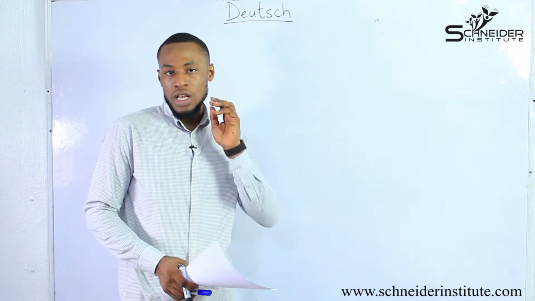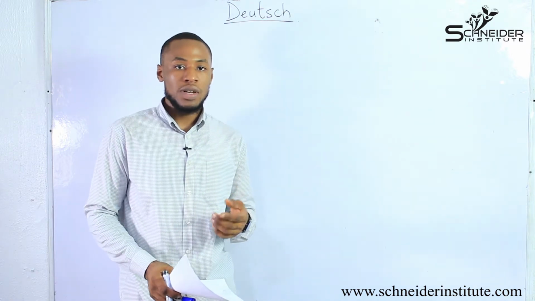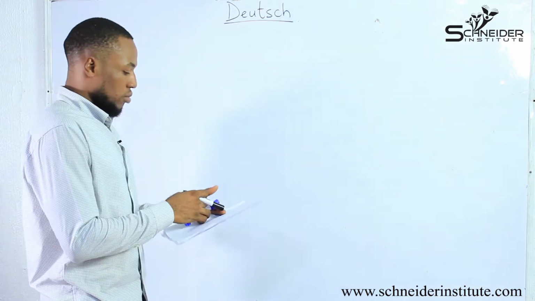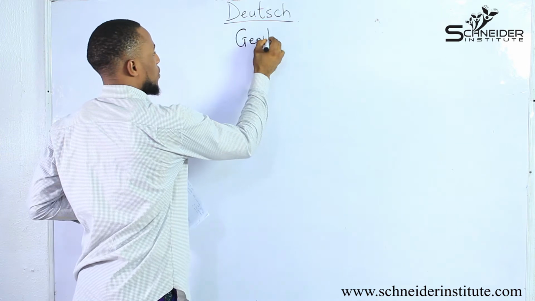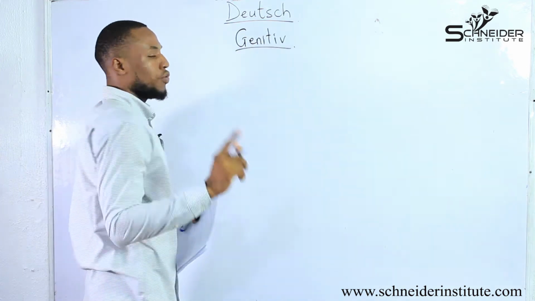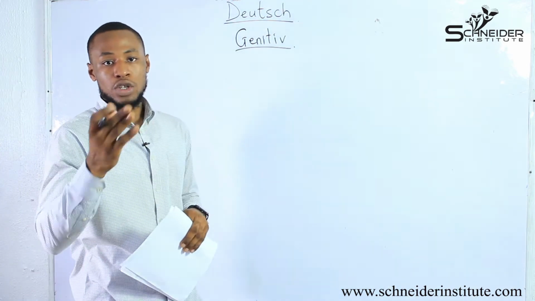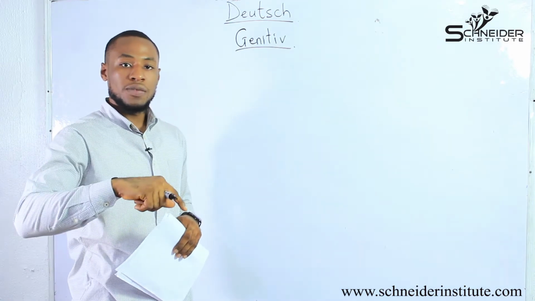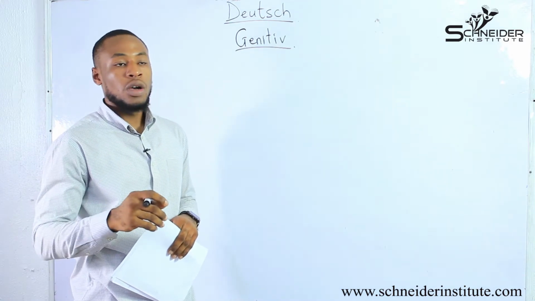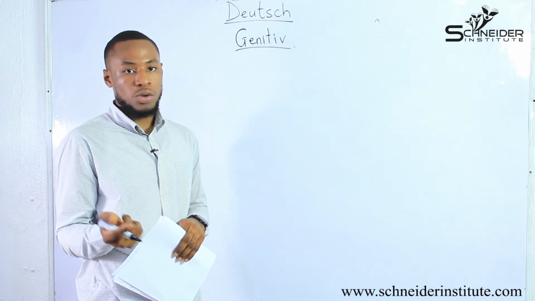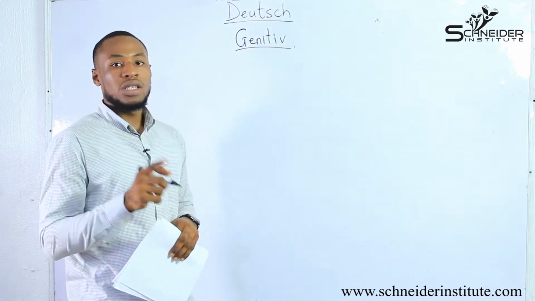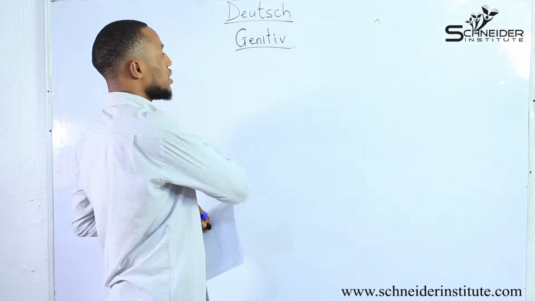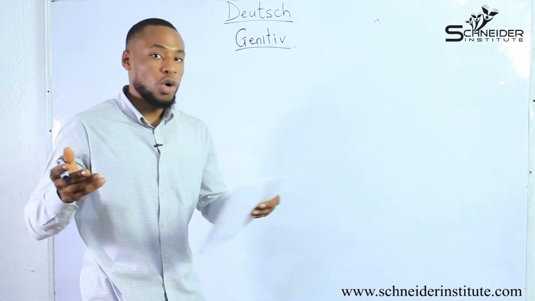In our previous class, we talked about the nominative, accusative, and dative. Now we are looking at the genitive case. If you recall, the nominative case is the subject, the accusative case is the direct object, while the dative case is the indirect object of the sentence. So the fourth case we have in German is the genitive case, and the genitive case simply indicates ownership.